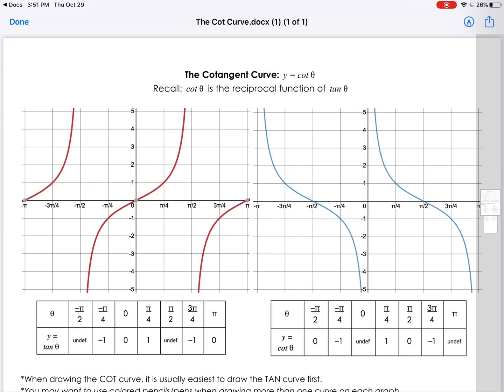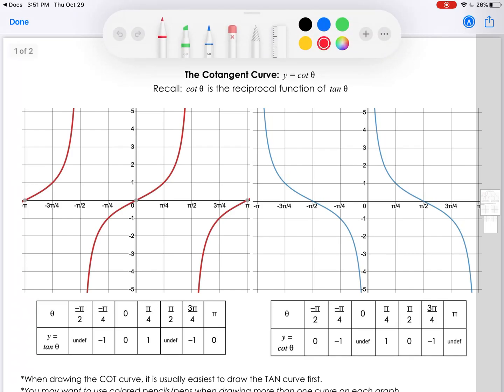The cotangent curve. Y equals cotangent of theta, or we could say x. So cotangent, remember, is the reciprocal function of tangent. So on the left here, we have the tangent curve, and don't forget we do technically have some asymptotes in here. Those are kind of your do not cross lines, and that's where we have undefined for our function.